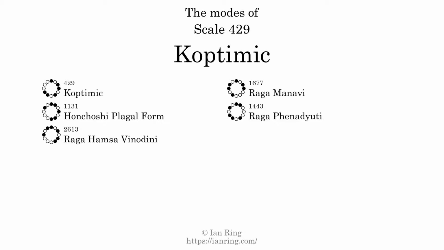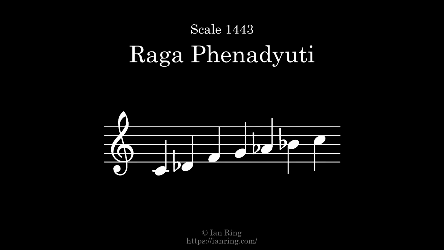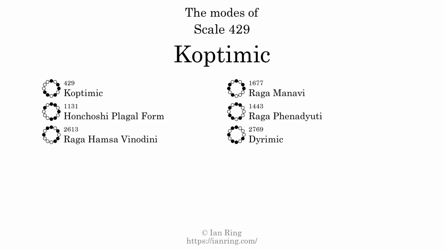The fifth mode is scale 1443, also known as Raga Fenadayati. It sounds like this. The sixth and last mode is scale 2769, also known as Dirimic. It sounds like this.